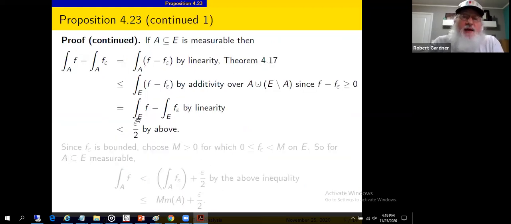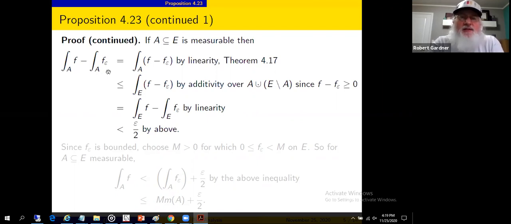Let's see, here's what we had on the previous slide. We had the difference of these two integrals was less than epsilon over 2. Let's shift our attention to the integral over A of f minus the integral over A of f sub epsilon. Both of these are non-negative functions. Both of these are integrable functions. f was integrable by hypothesis.